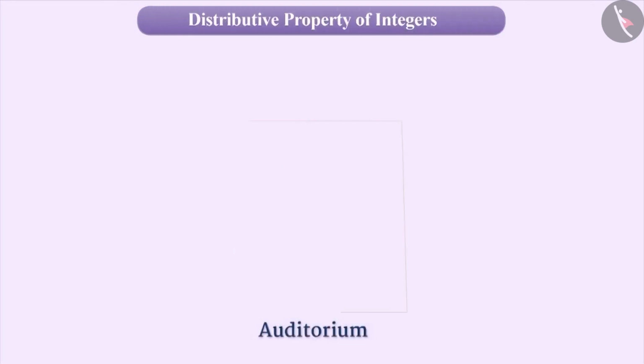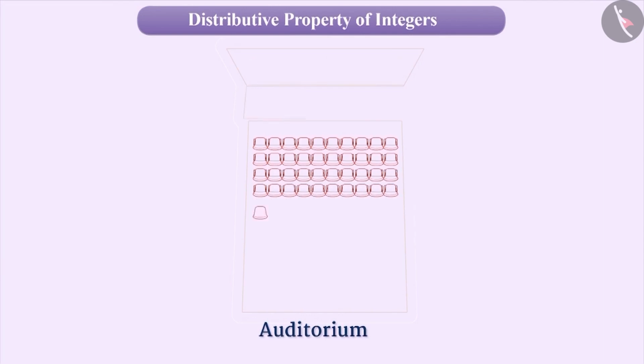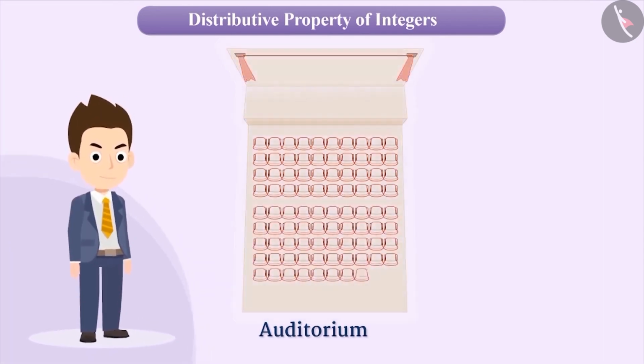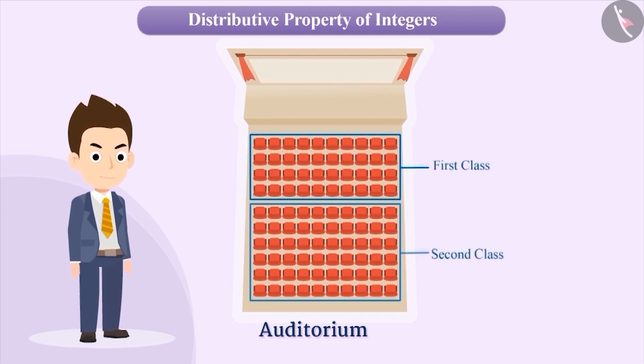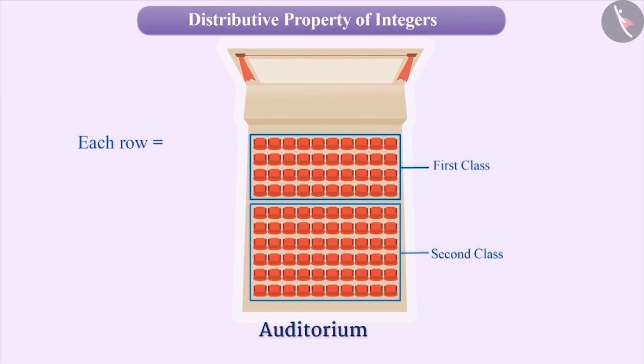A huge auditorium was to be constructed, for which an engineer prepared a sample seating arrangement. According to the sample, the auditorium will have 4 first-class rows and 6 second-class rows. If each row has 10 seats, how will we find out how many total seats there will be in the auditorium? Think about it.